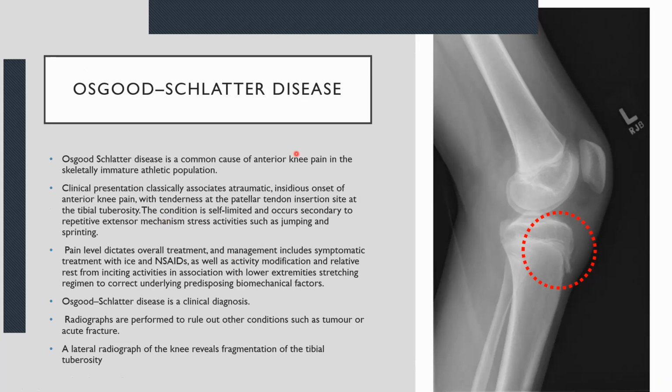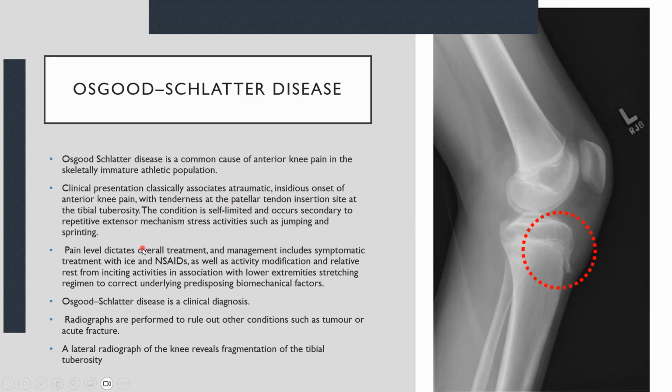So Osgood-Schlatter disease is commonly seen in young, healthy, let's say preteens and teens who are athletically active and who suddenly present with severe pain along the tibial tuberosity. All right. So it's anterior knee pain in the skeletally immature athletic population. So preteens and teens. So it's atraumatic and it's an insidious onset. So it's not an acute onset. The tenderness is at the patellar tendon insertion point, which is more or less just next to the tibial tuberosity. It's self-limited and occurs secondary to repetitive extensor mechanism stress activities such as jumping and sprinting.